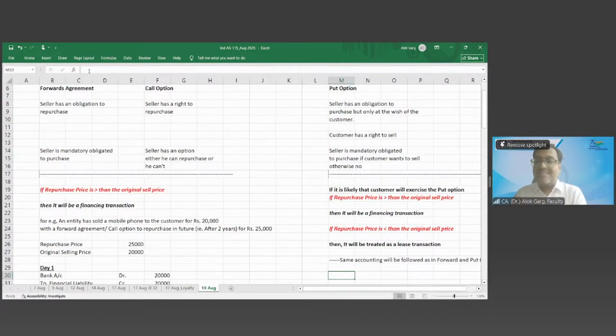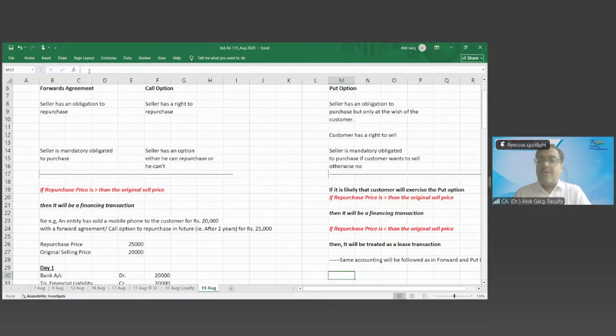So repurchase price is greater than or equal to the expected market price of the goods at a repurchase date. Means it is likely that customer will exercise a put option. For example, today I have entered into agreement and given the put option to the customer that, dear customer, if you want to sell me, I have to purchase after 2 years and the price will be 25,000 rupees. Okay, everything was agreed. The only thing is it is discretionary at the wish of the customer. So it is highly likely that customer will exercise if the price he will get is more than the price which is prevailing in the market, right? वो करेगा ही ना exercise. और मेरे पास कोई option है नहीं. I don't have any option. If he wants to sell, I have to purchase, right?